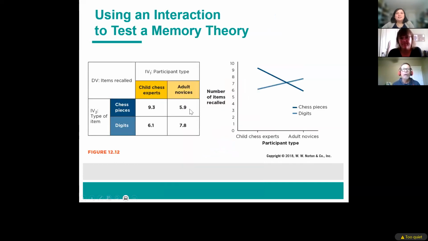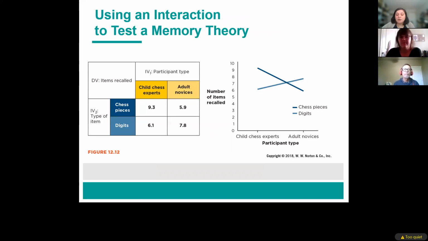All right, so this is another study. This is about memory. In this study, researchers used a factorial design to test their theory about why memory develops with age. The results showed an interaction that was predicted by the theory. Children's memory capacity can be better than adults when they know a lot about the topic. They recruited child experts of chess versus adult novices, so adults who had no experience with chess, like me.